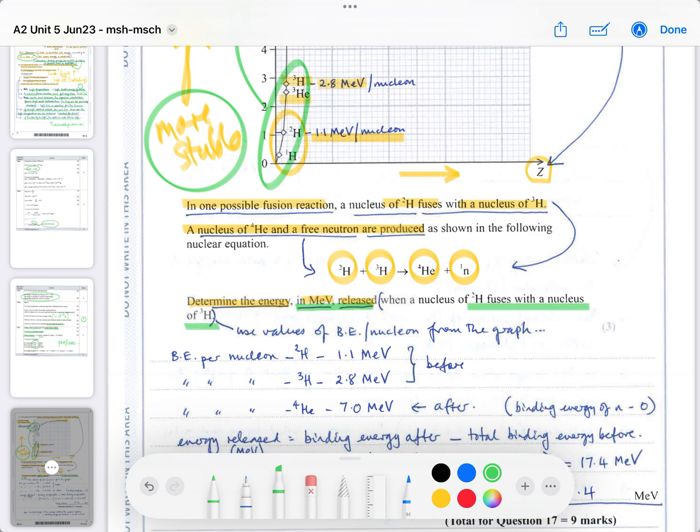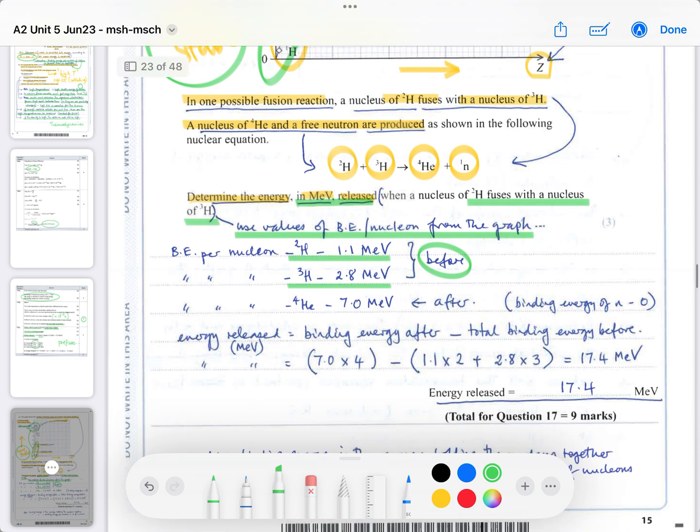So we've got to use the values from the graph which I just circled for you above. The binding energy for hydrogen I read off as 1.1 from the graph. For tritium, hydrogen 3, 2.8. So this is what we started with on the left-hand side. That's kind of like the mass energy, but we don't have to put it into units. We can just do it in mega electron volts and compare the mega electron volts, because remember, energy and mass are equivalent. They're proportional to each other. And the helium goes up to 7.0 when you form it after.